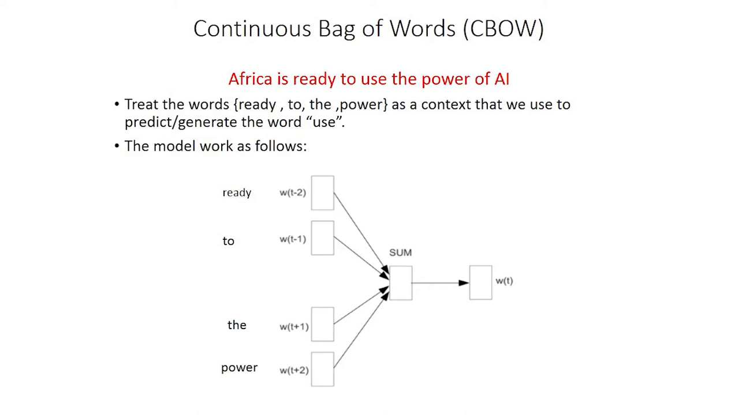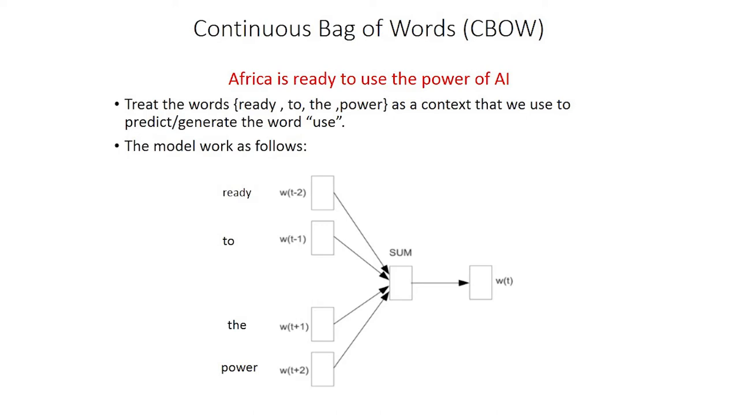So in the continuous bag of words, what we'll be trying to do is have a model which, when I give it the context, I can predict the target word or the center word. So I've got "Africa is ready to use the power of AI", and I want to have a meaning representation for the word "use".